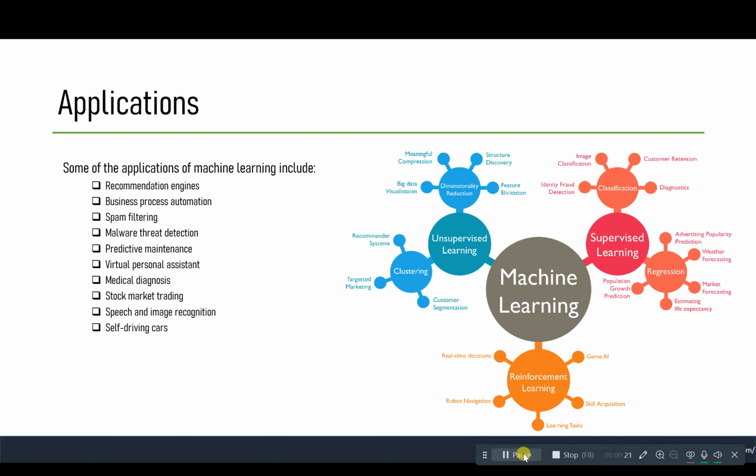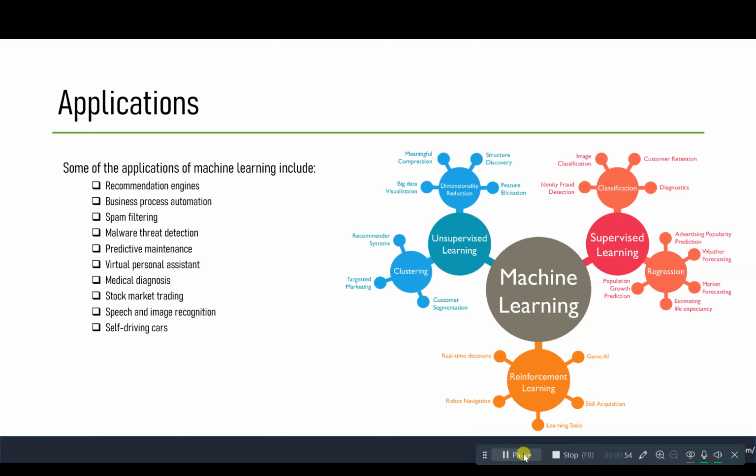Next we have predictive maintenance. Predictive maintenance involves using machine learning algorithms to predict when equipment or machinery is likely to fail, so that maintenance can be performed before a breakdown occurs. These algorithms analyze data from sensors and other sources to detect patterns that indicate potential problems. Predictive maintenance is commonly used in manufacturing, transportation, and other industries to improve reliability and reduce downtime.